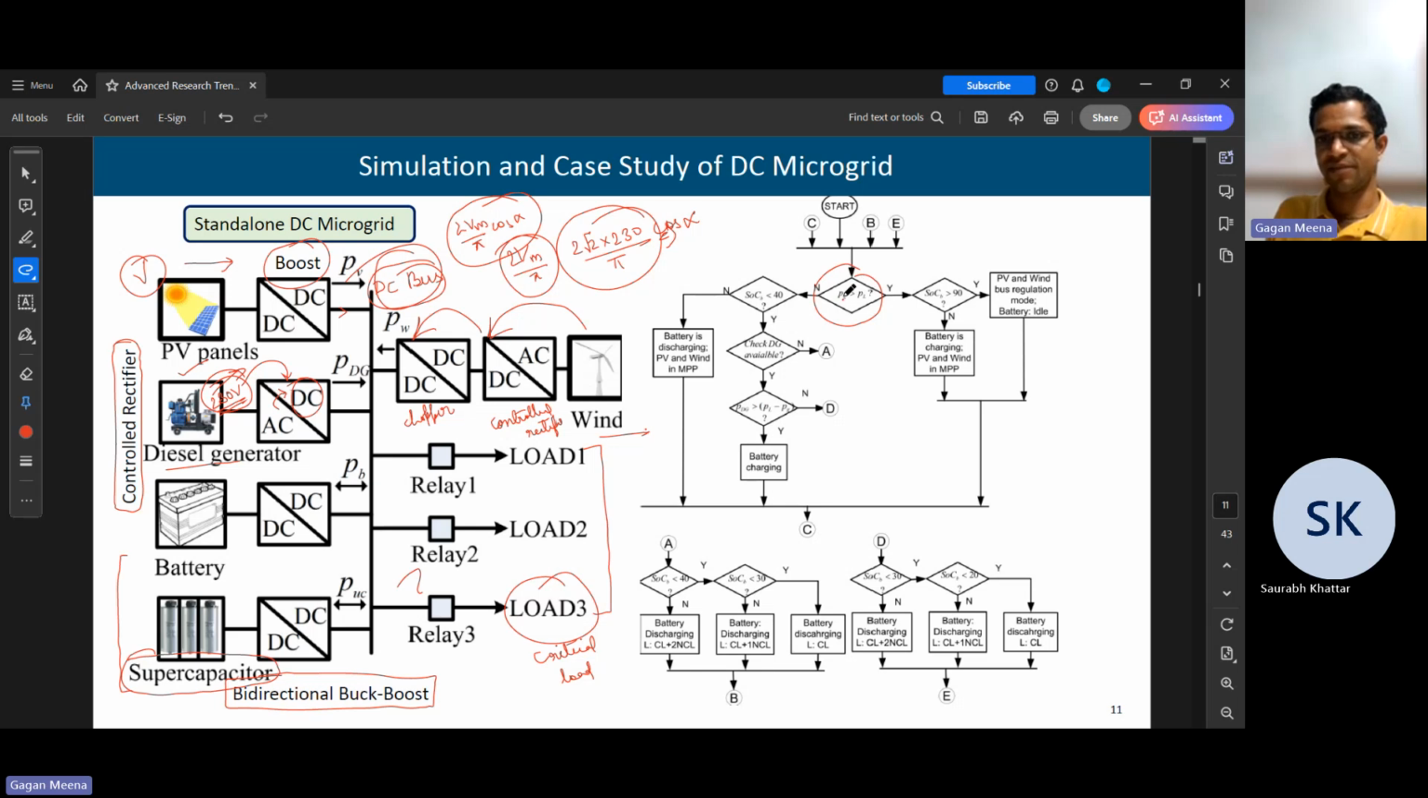If the generation PG is more than the load, yes, then the next question is, what is the status of the battery? Is the SOC more than 90%? If it is more than 90%, then the PV and wind cannot operate in MPPT mode. They will have to go to the bus regulation mode, and the battery cannot be charged because it is already charged up to 90%. If the SOC is less than 90%, then the battery can be charged by operating PV and wind in the maximum power point mode. This is when the generation is more than the load.